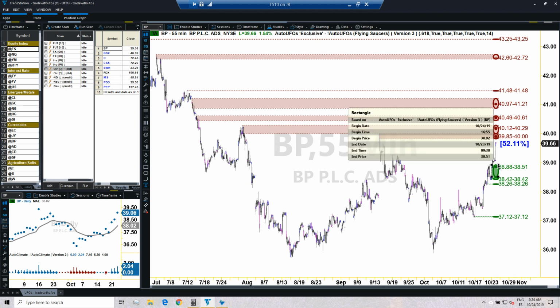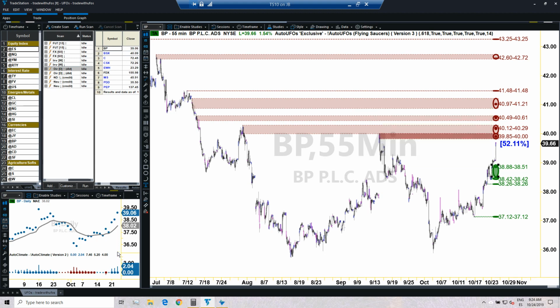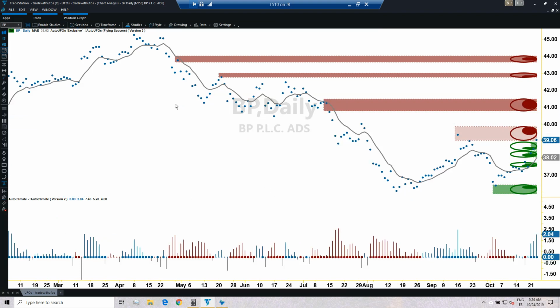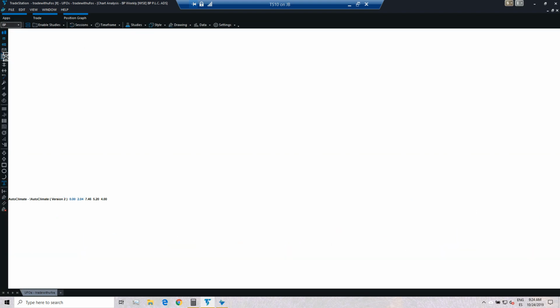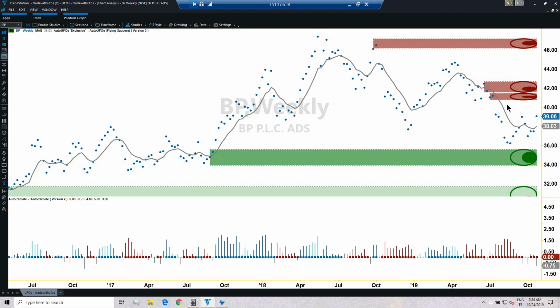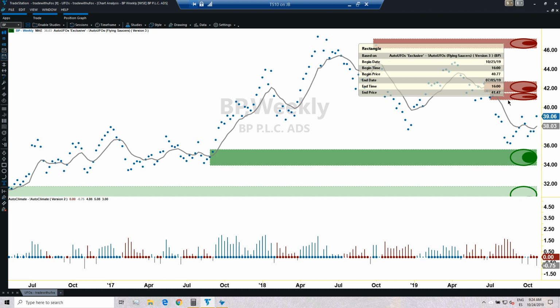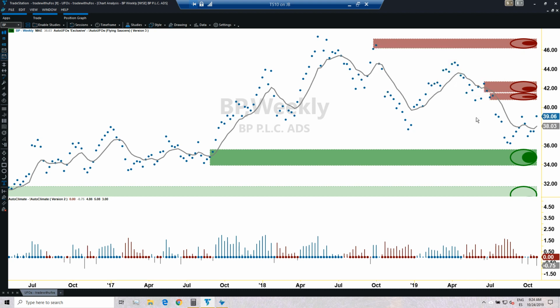Where our entry point would be 38.92, and our final target. So I'm just going to enable AutoUFOs. Our final target with BP on the weekly time frame will be right here, which is 40.77. I just made a note for myself. Later on I will repeat those values as we plan the trade with options.